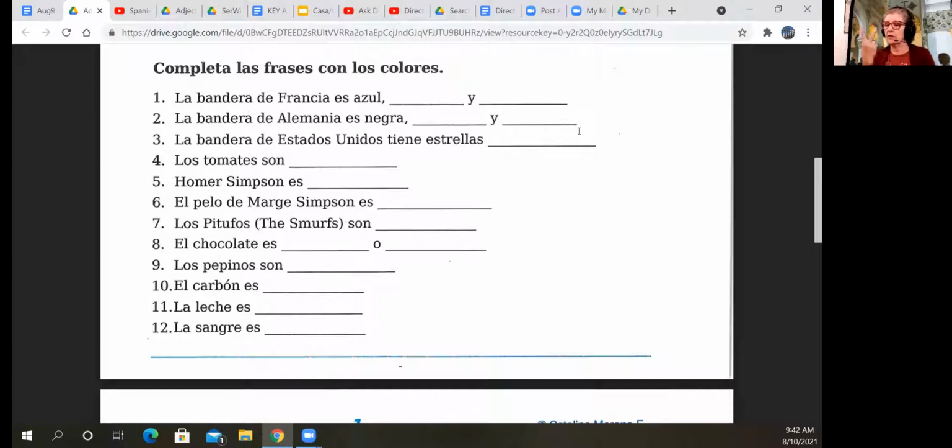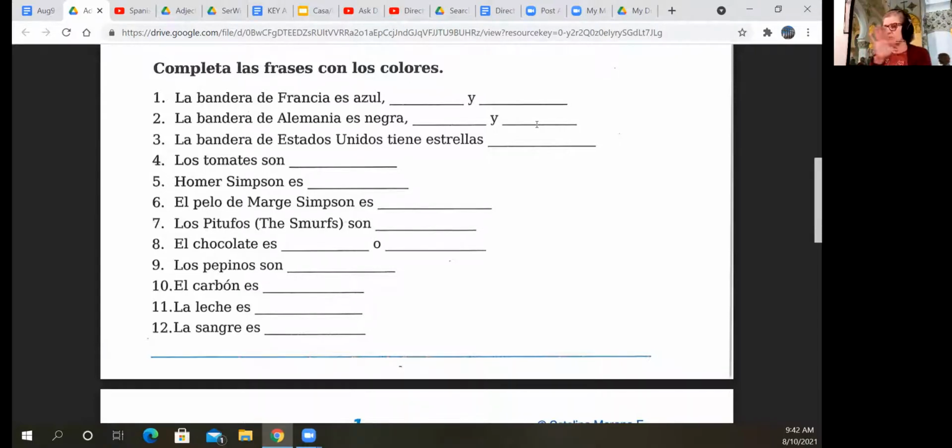We need two more colors. We need the yellow and the black. Oh, I'm sorry, no, we have the black. We need the yellow and the red. Amarilla y roja. Negra, amarilla y roja. Es negra, amarilla y roja.